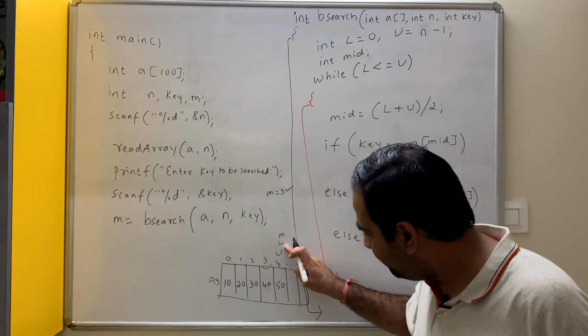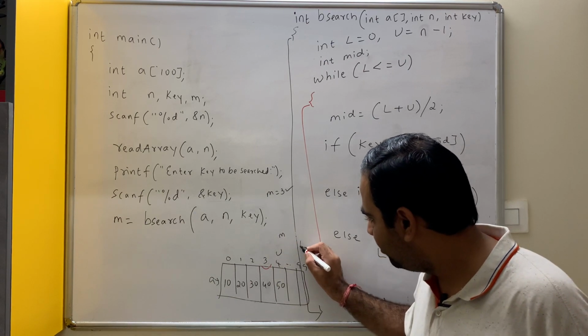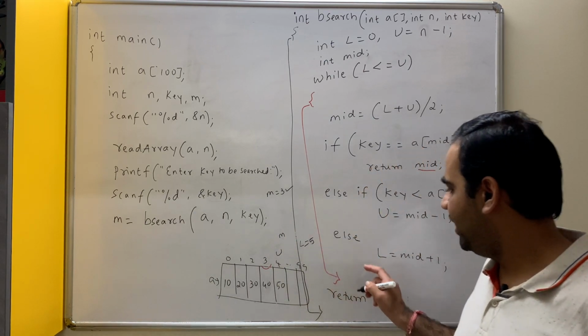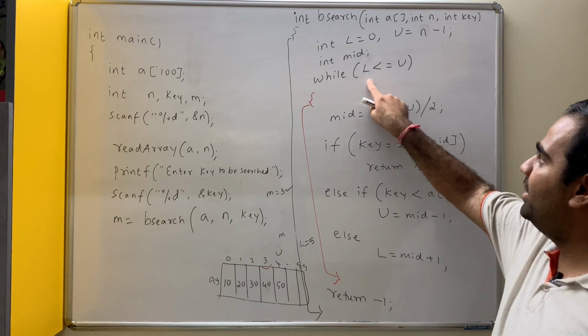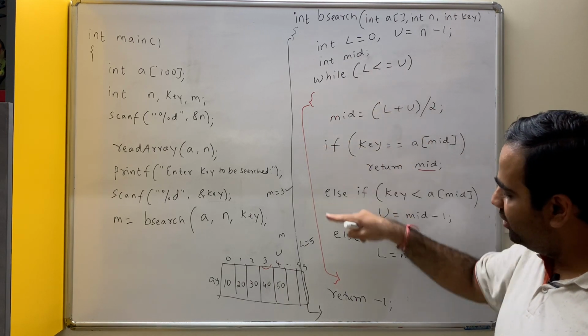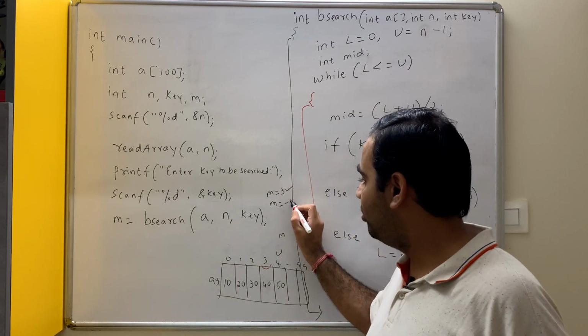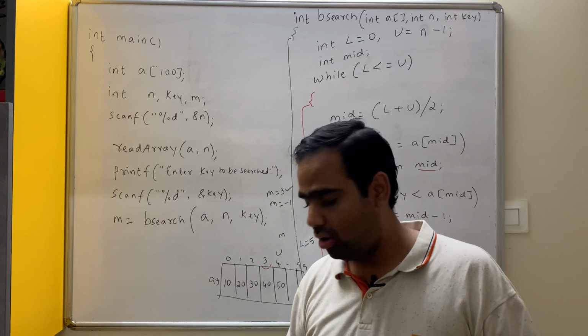Now the lower value is 4, mid is 4, upper is 4, 4 plus 1 is 5, lower limit will become 5. Go back. Lower limit is 5, upper limit is 4, 5 less than or equal to 4 is false. You come out and you return minus 1. Now minus 1 means what? The element is not found.